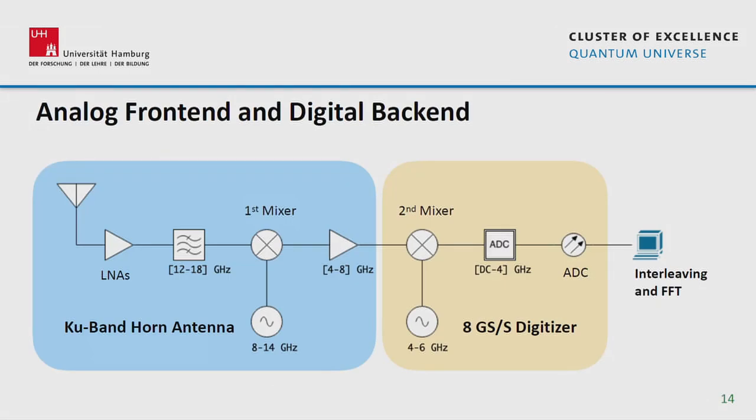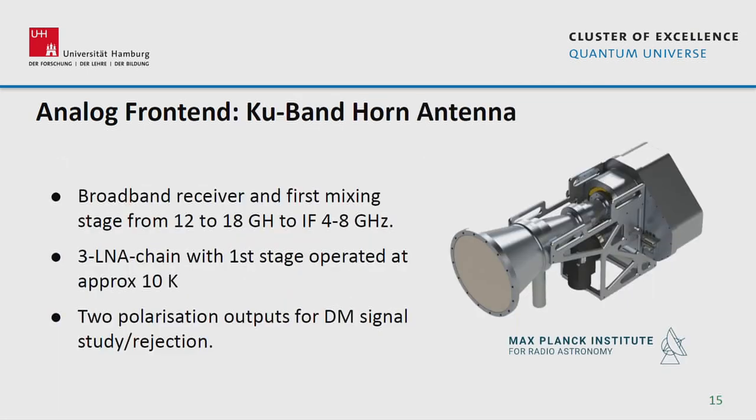Now we go to the last component: our receiver and our digitizer. As you can see, this is our signal flow. The whole setup consists of two mixing stages. The first mixing stage goes from 12 to 18 gigahertz down to 4 to 8 gigahertz. After that, the second mixing stage goes from 4 to 8 gigahertz to DC. After that we have an ADC, the analog-to-digital converter, converting the signal at a rate of 8 gigasamples per second, and then we store the data in the PC, doing the interleaving and FFT after that. So let's go through each component.